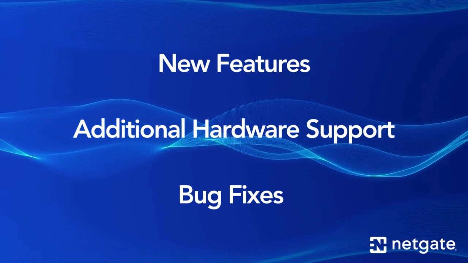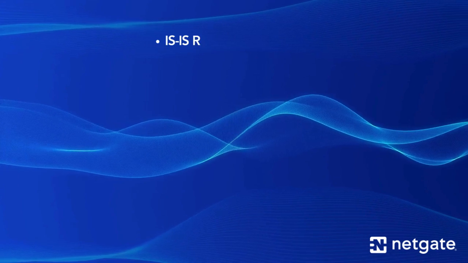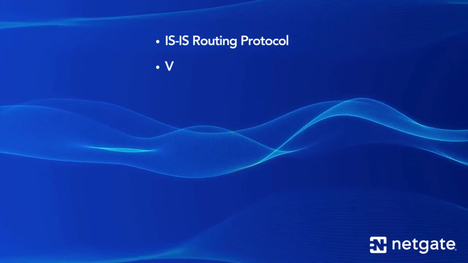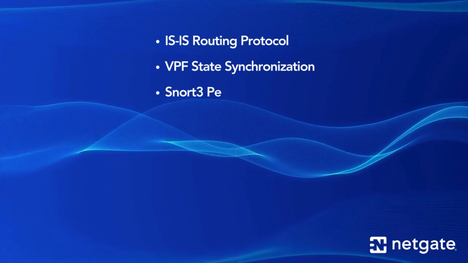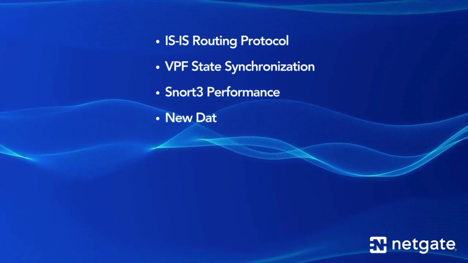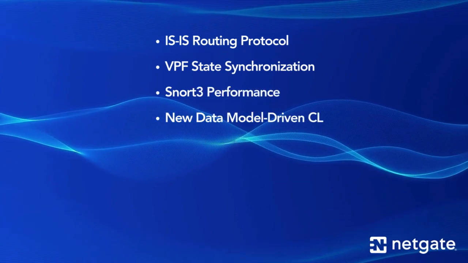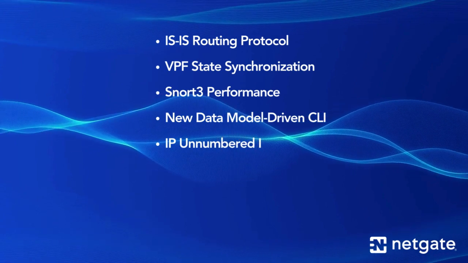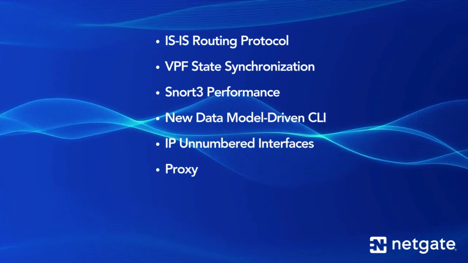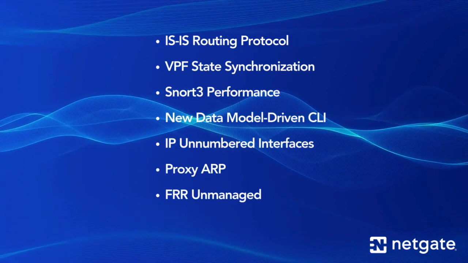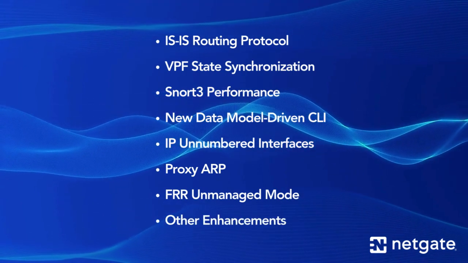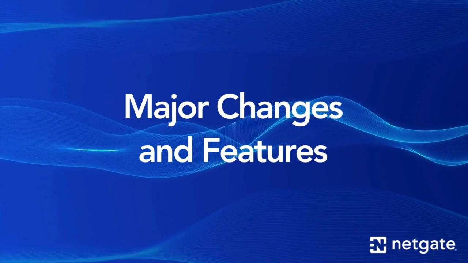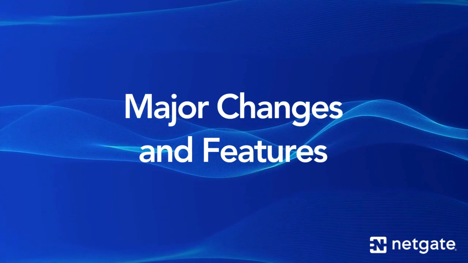Some of the new features and capabilities in this version of Tensor include the ISIS routing protocol, VPF state synchronization, Snort 3 performance enhancements, a new data model-driven CLI mode, IP unnumbered interfaces, Proxy ARP, FRR unmanaged mode, and over 50 bug fixes and stability enhancements. Let's take a moment and go into each of these in some detail.